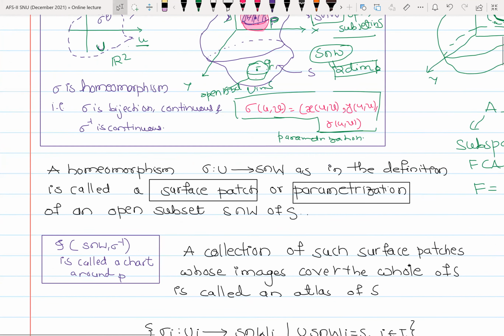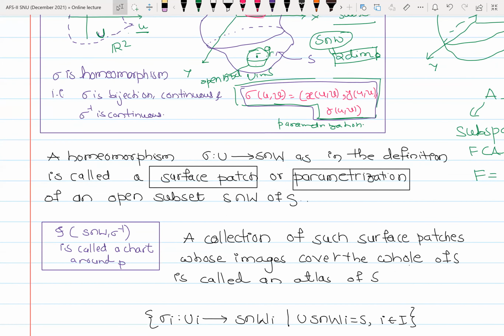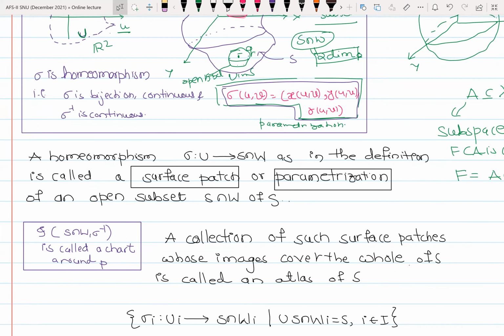Let me read the definition. A homeomorphism sigma from U to S intersection W, as in the definition, is called a surface patch or parameterization. Can you recognize this from your parameterized curve? Can you see the similarity? In a curve there was only T, and now here I have two parameters, U and V. Is that okay? Yes, ma'am. Okay, right. So this is the definition of a surface patch.